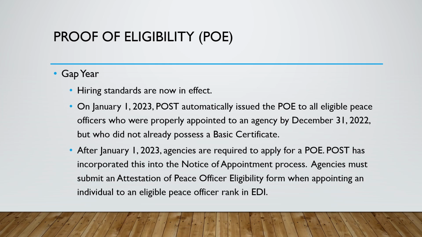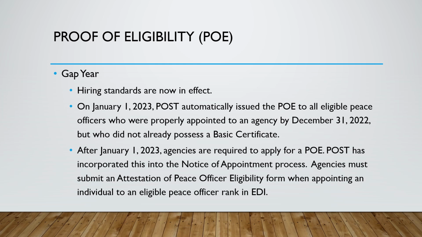For all peace officers properly appointed to their agencies between January 1st, 2022 and December 31st, 2022, who do not already possess a basic certificate, Post will automatically issue a proof of eligibility on January 1st, 2023. Agencies do not have to apply for a proof of eligibility for those individuals appointed in what we are referring to as the gap year. After January 1st, 2023, agencies are required to apply for a proof of eligibility for their new peace officers.